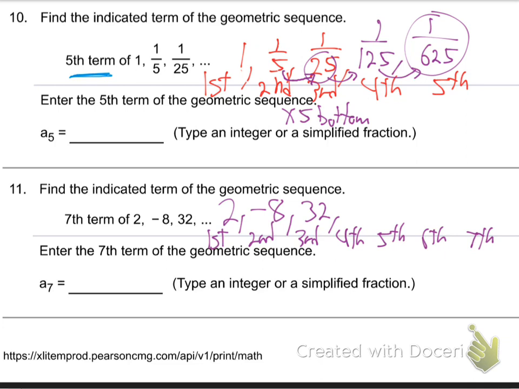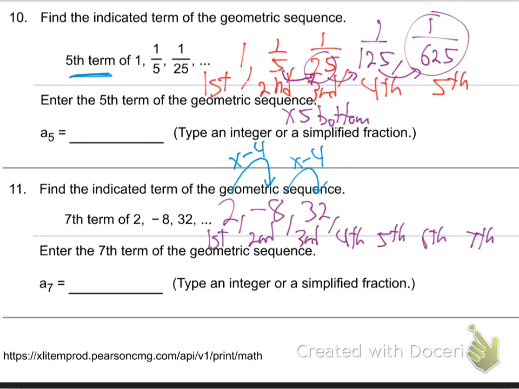All right, so what's happening? How do you make 2 into negative 8? 2 times what is negative 8? Yeah, times negative 4. And then times negative 4. See how it's just multiplying by negative 4 every time? That's what's making the sign switch back and forth. It's just multiplying by negative 4 every time, isn't it?